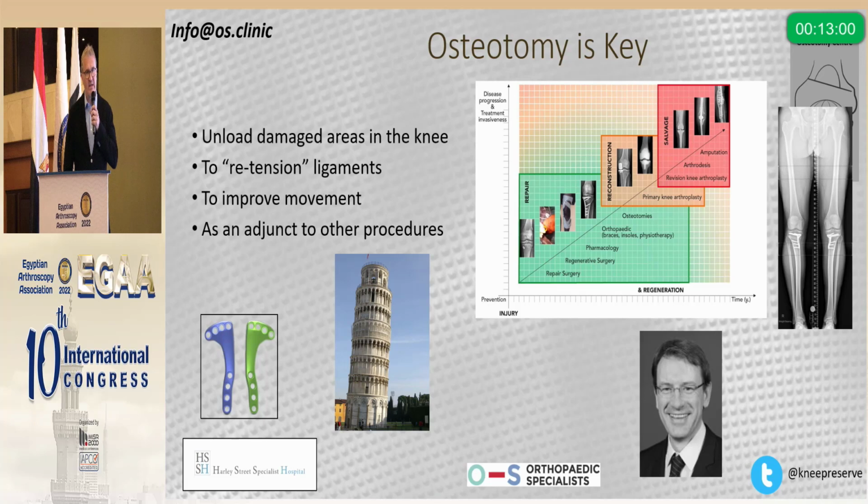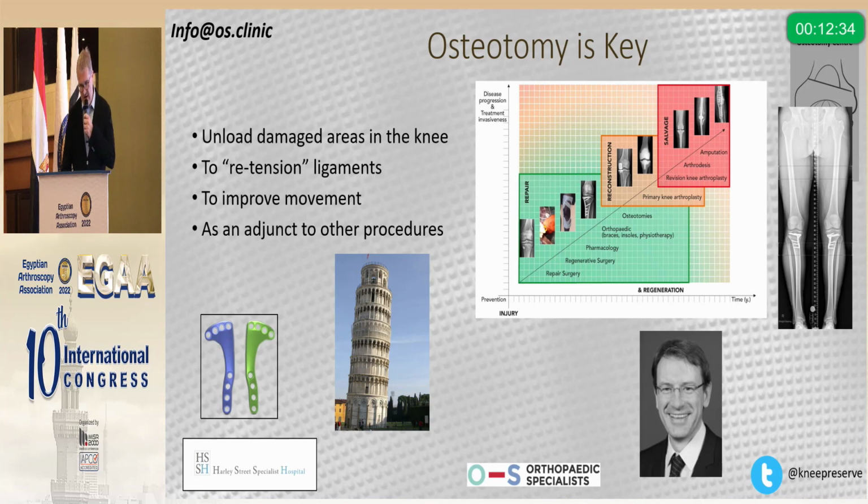And osteotomy really is key. It comes first in the algorithm of treatment. And this brilliant slide from the former ESCA president, Roman Sale, really tells us where we should be keeping our patients, which is in the green, in the preservation zone before we go to reconstruction, before we go to salvage procedures. And we can use osteotomy to unload damaged areas in the knee.